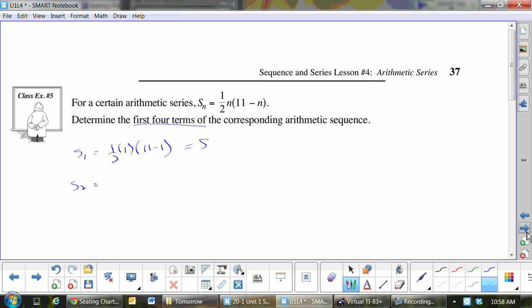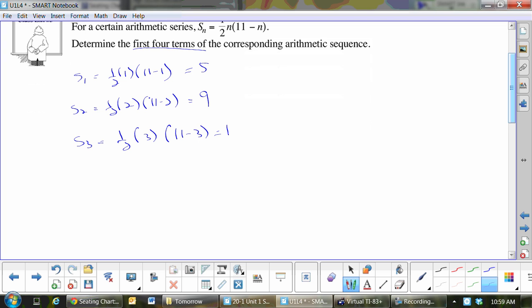Now let's do S2. The sum of 2 numbers in this sequence would be 1/2 times 2 times 11 minus 2. What would you get there? 9. Good. S3 is 1/2 times 3 times 11 minus 3, and you should get 12. And for S4, 1/2 times 4 times 11 minus 4, and you get 14.